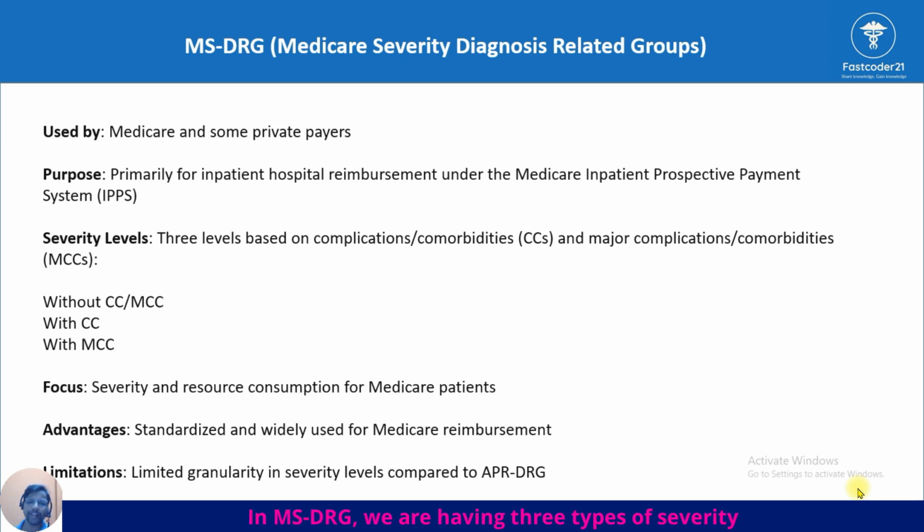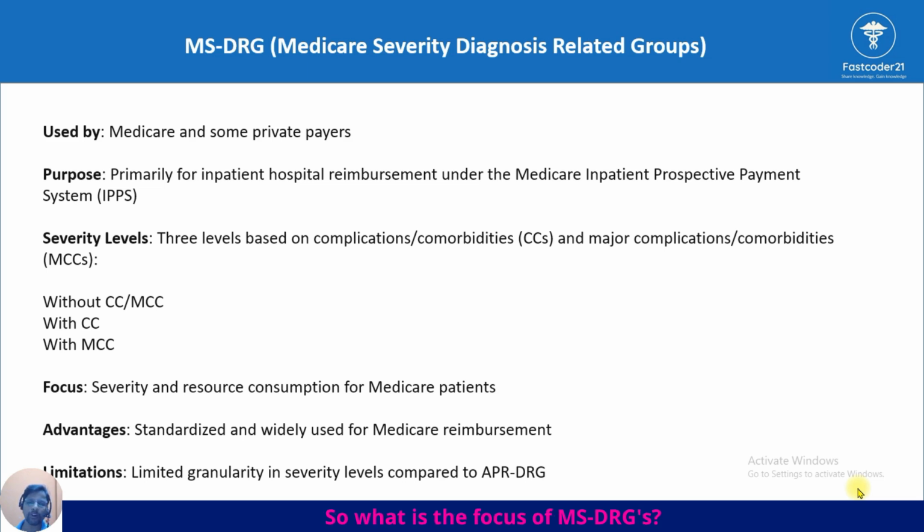In MS-DRG, we have three types of severities which are based on complications or comorbidities, usually called CCs, and also MCCs, major complications and comorbidities. In MS-DRG, we have three severities: without CC or MCC, with CC, and with MCC. If you want to know more about CC and MCCs, please mention it in the comment section of this video. I will create a video exclusively on these severity levels related to MS-DRG.